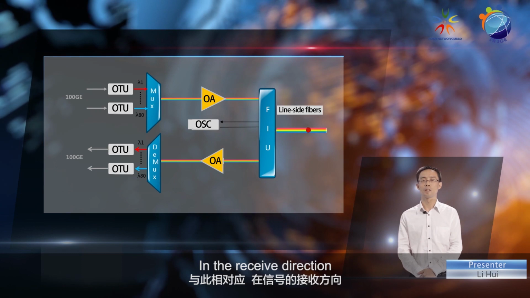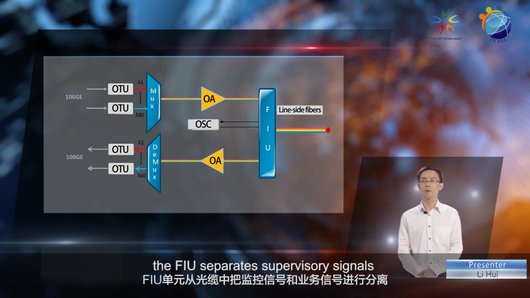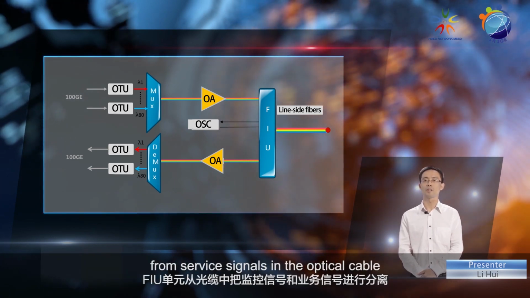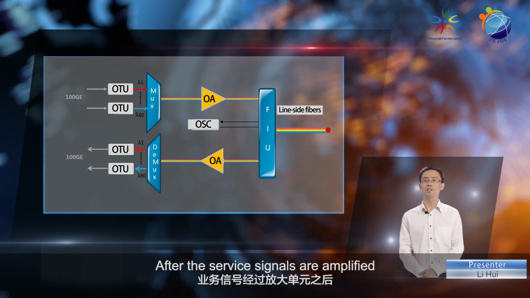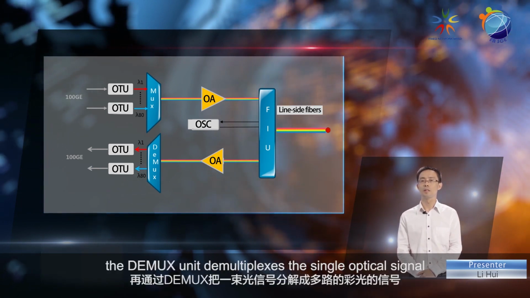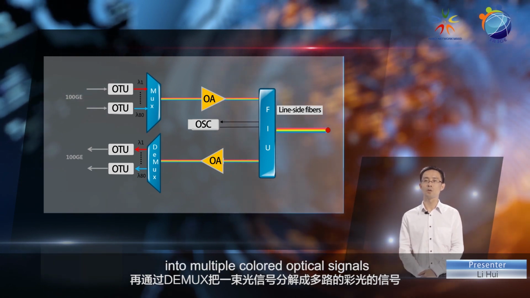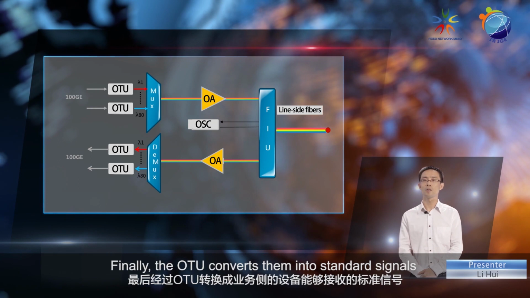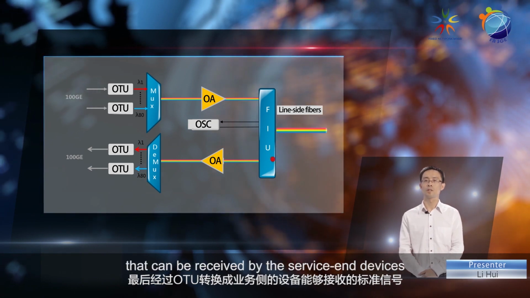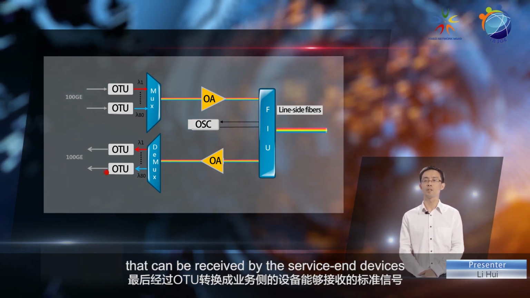In the receive direction, the FIU separates supervisory signals from service signals in the optical cable. After the service signals are amplified, the DMUX unit demultiplexes the single optical signal into multiple colored optical signals. Finally, the OTU converts them into standard signals that can be received by the service end devices.